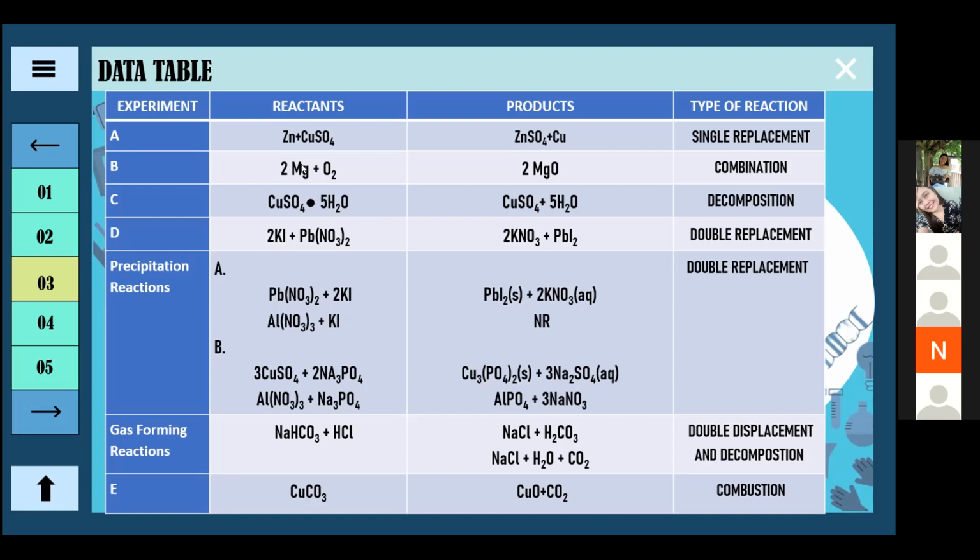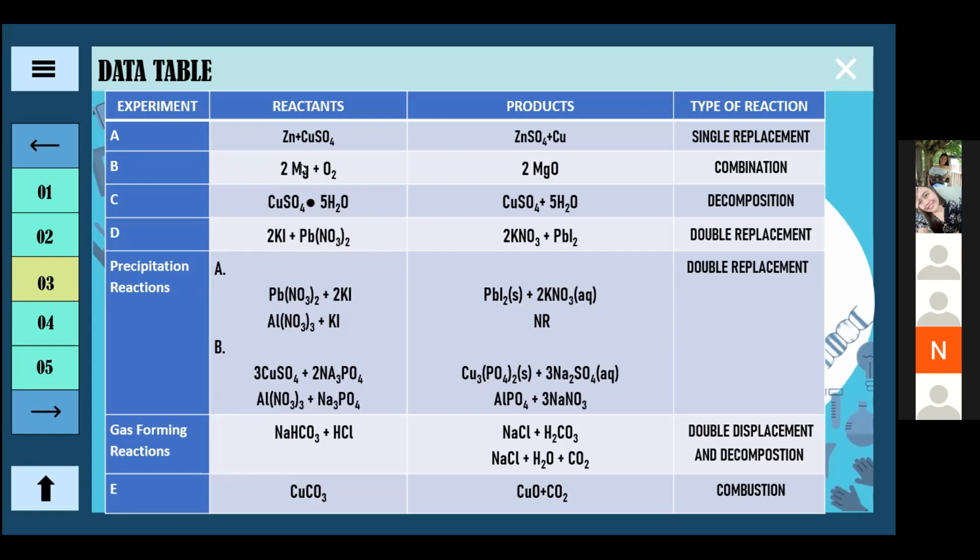For letter D, our reactants are potassium iodide plus PbNO3. For our products, we have KNO3 plus PbI. For the type of reaction, we have a double replacement reaction.